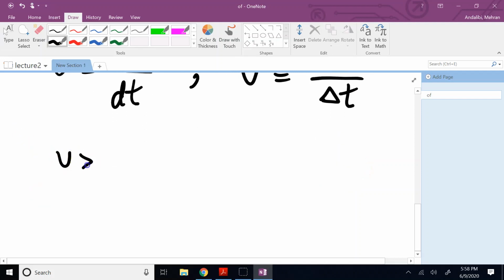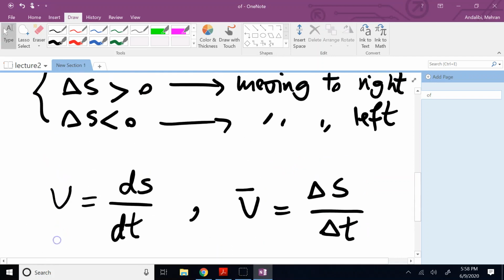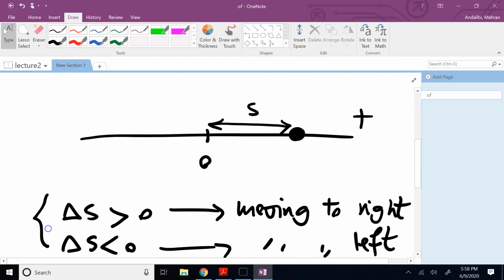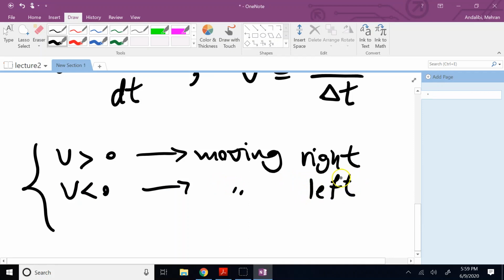And when instantaneous velocity is positive, it means, again, you're moving in the positive direction. In this case, it means to the right. Not always does it mean to the right. In this case, we consider the positive direction on the right side. So for this case, positive velocity means moving to the right. Negative velocity, again, means moving to the left. And zero means what? It means temporarily you are stationary, or not moving.